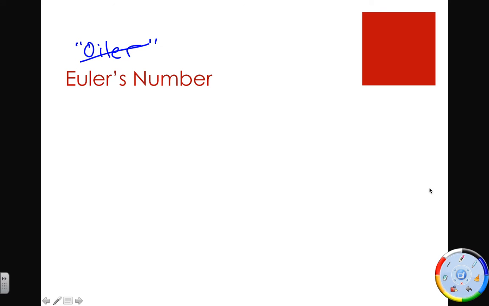He was one of our great mathematicians way back when, and he's actually attributed to really figuring out a lot of hard math that we actually take for granted now. And one of them is Euler's Number. Even though he didn't invent this number or find this number, it's attributed to him because of how great he was. And Euler's Number is the number e.